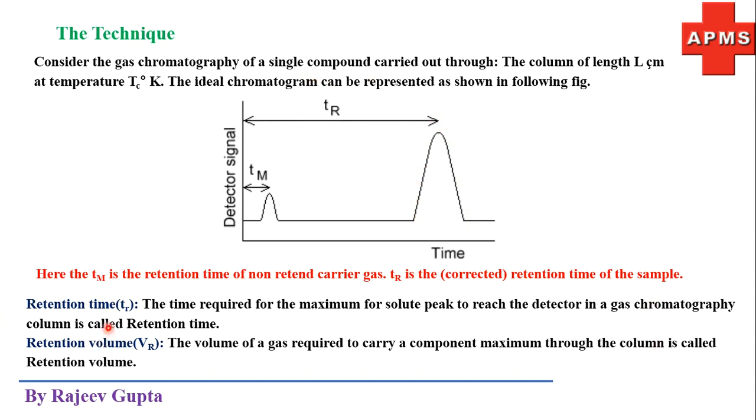So these are the two new definitions. Retention time is the time required for the maximum of a solute peak to reach the detector in gas chromatography. And the second term is retention volume, called VR. The definition is the volume of gas required to carry a component maximum through the column. These terms we will see in further lectures in detail.